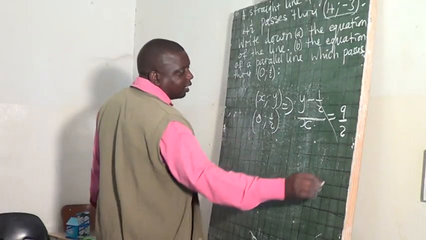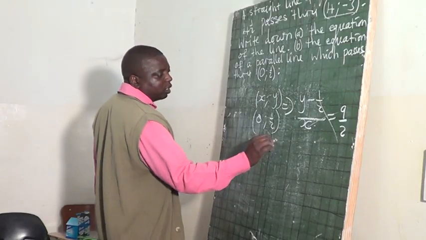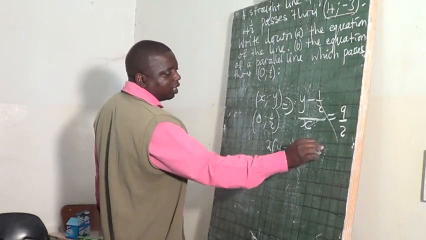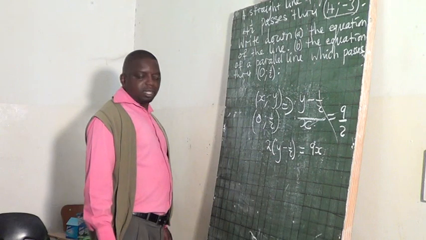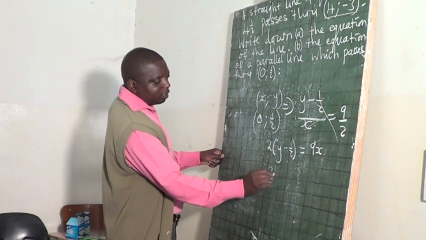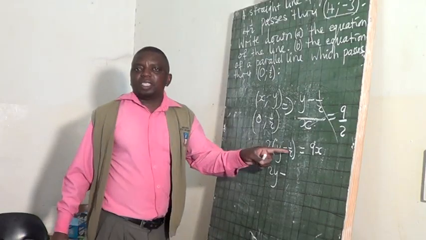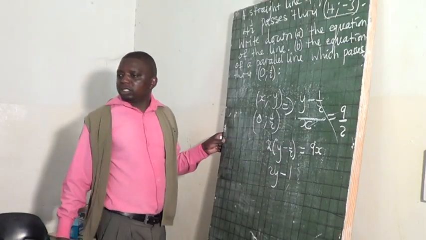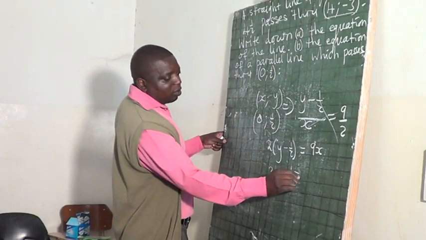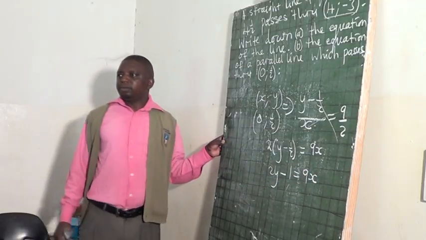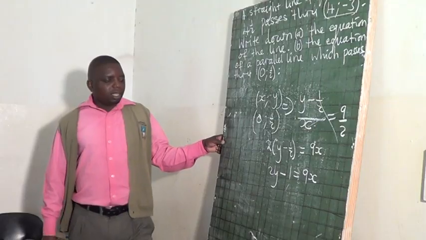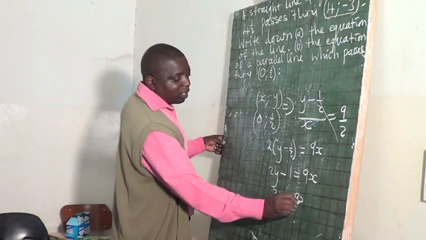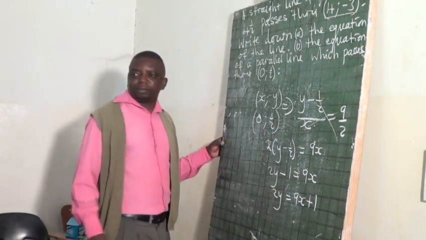We cross multiply. 2 in bracket y minus half is equal to 9x. So 2 times y, 2y, minus 2 times half, 1. The 2 and the half cancel. Total equal to what? 9x. Right, you take minus 1 to the other side, so 2y is equal to 9x plus 1.